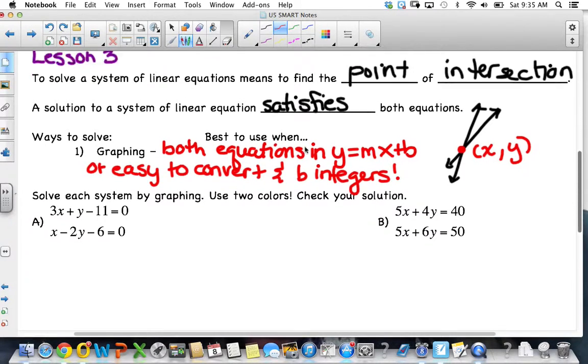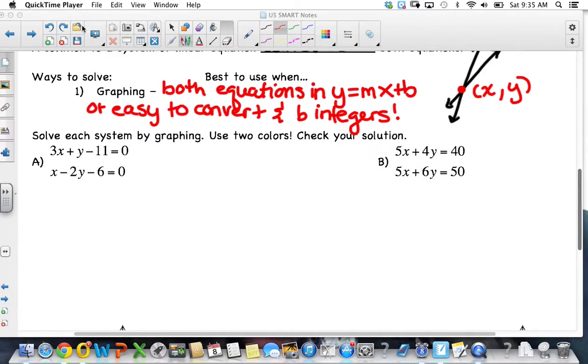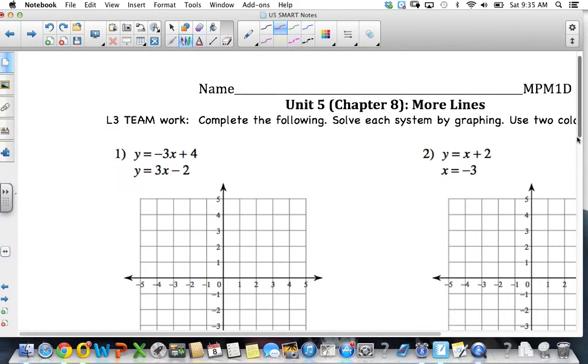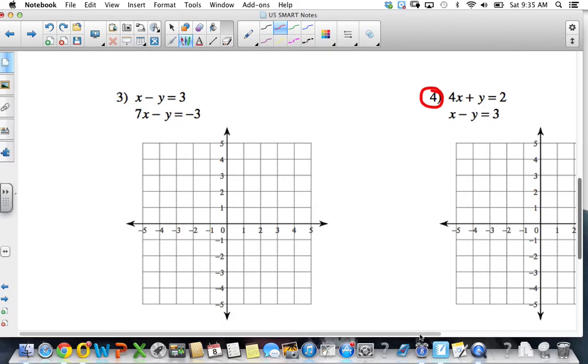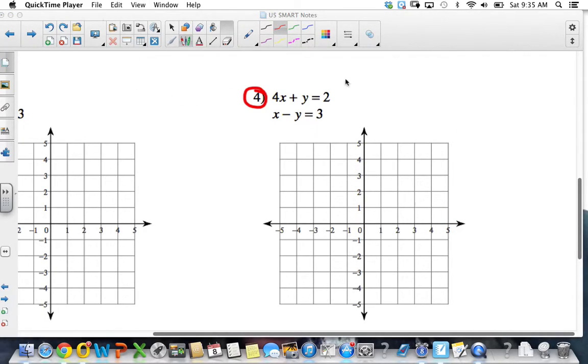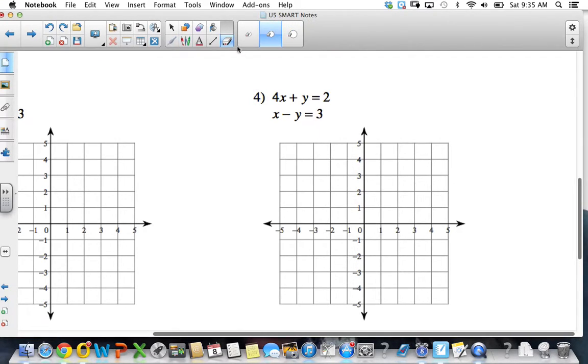So I'm going to do a problem on the next page, number 4 at the bottom right. Graphing wouldn't be too bad for this problem, though I would probably use elimination because it would only take 30 seconds, but I'm going to use graphing for this one. I can either do intercepts and graph, I could do a table of values and graph, or I could solve each one for y equals mx plus b and then graph. So I'm going to solve each one for y equals mx plus b and graph.